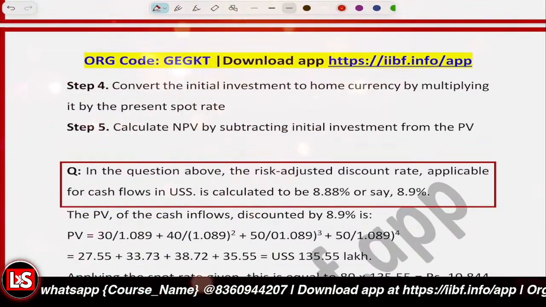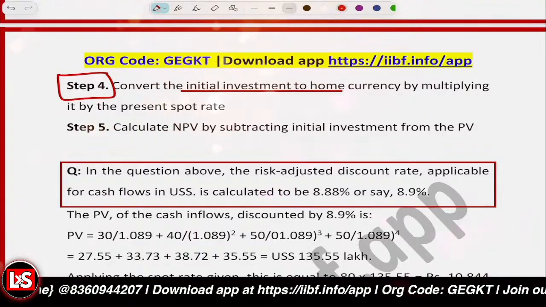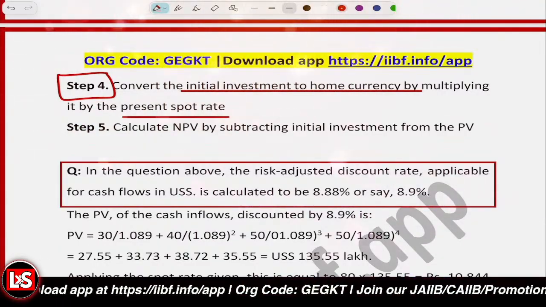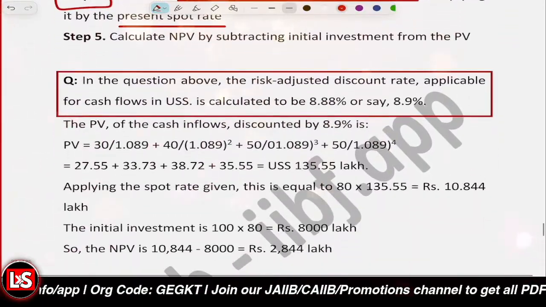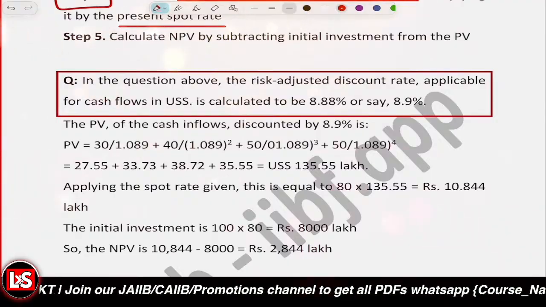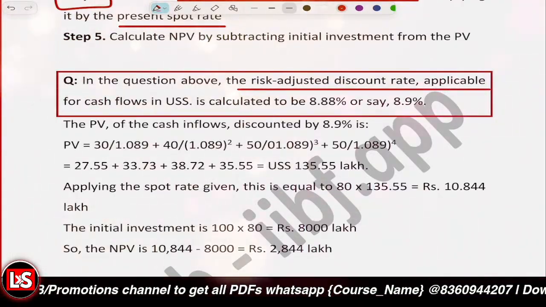And step number 4 is that whatever the initial investment is, that is also to be converted into the home currency by multiplying it by the present spot rate, and then we can easily calculate the PV. So the risk adjusted discount rate applicable in cash USS is calculated to be 8.88%.